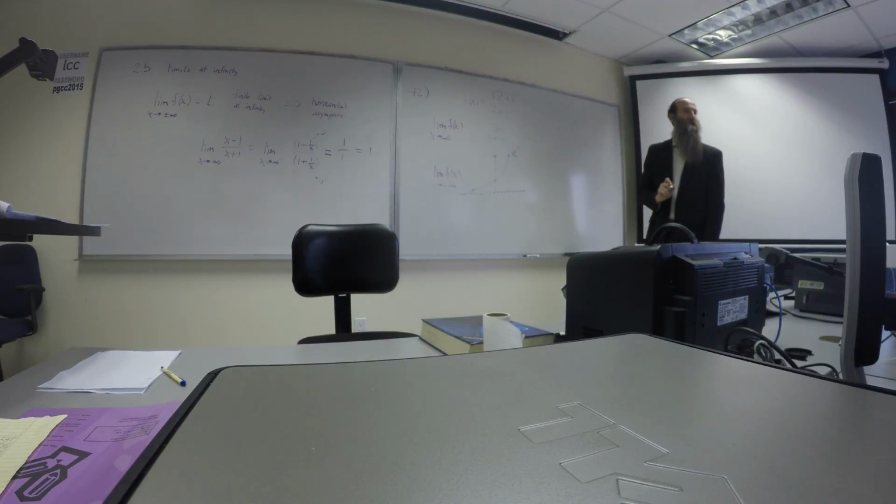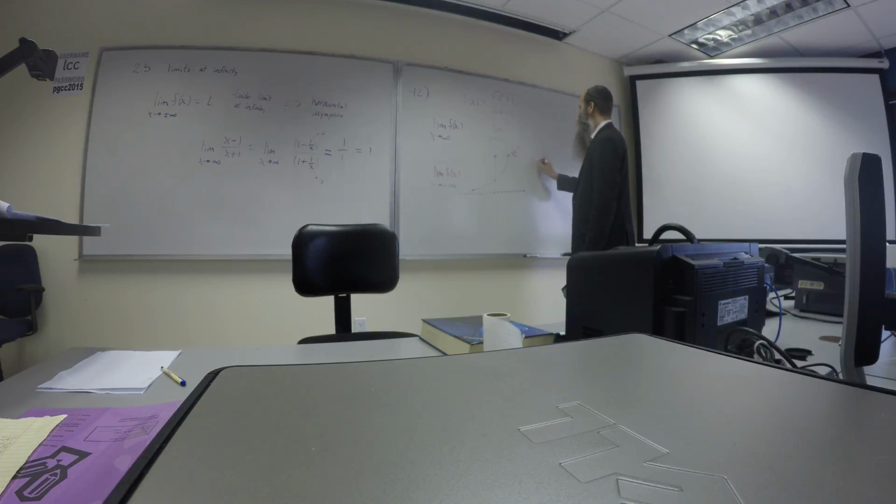So now, I'm going to write some limits up here. I want you to tell me the answer to the limits just based on the picture alone. So, limit of e to the x as x heads towards negative infinity. Limit of e to the x as x heads towards infinity.